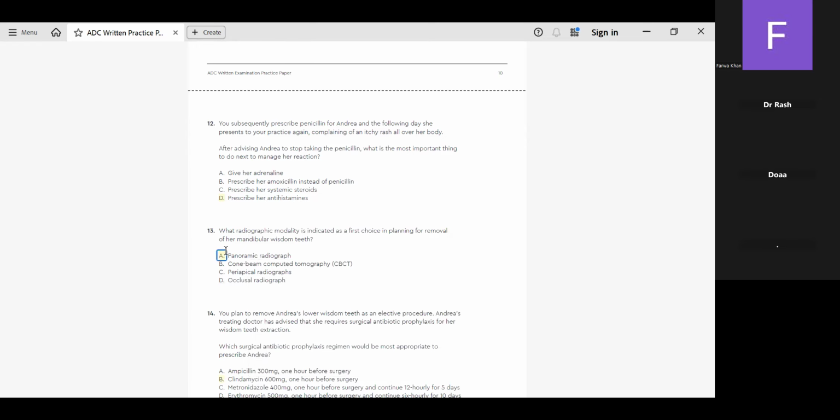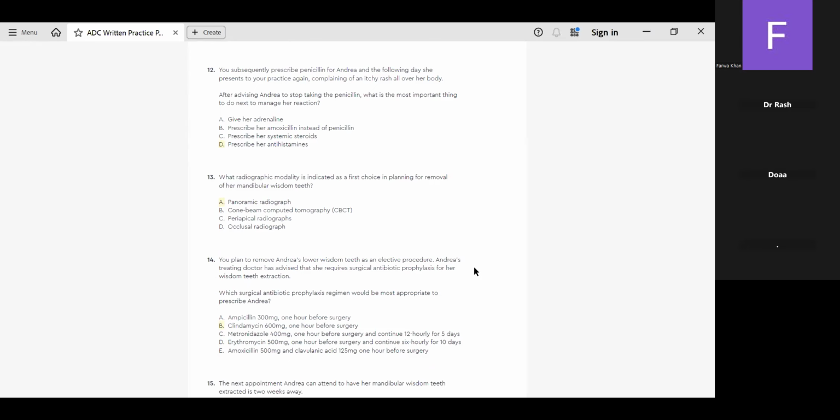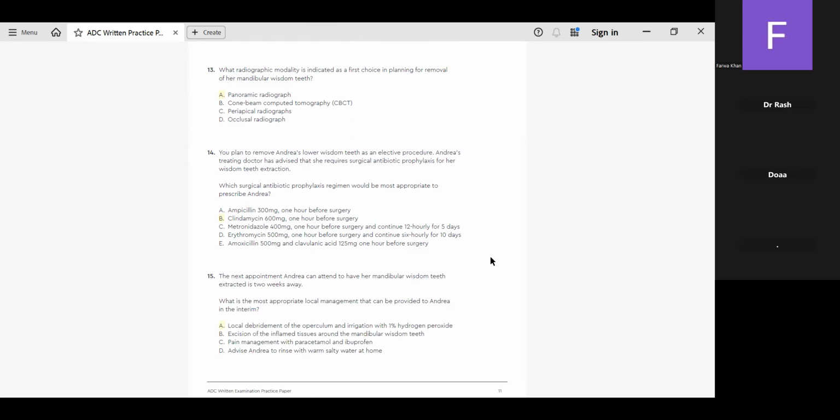First choice of radiograph for removal, OPG. What medication for surgical antibiotic prophylaxis will you give to Andrea? Clindamycin 600 mg 1 hour before the surgery. It will be 2 weeks until you can see Andrea for the removal of the tooth. Local management that you will do: local debridement of the operculum and irrigation with 1% hydrogen peroxide. All right. Again, the entire case is in the portal.